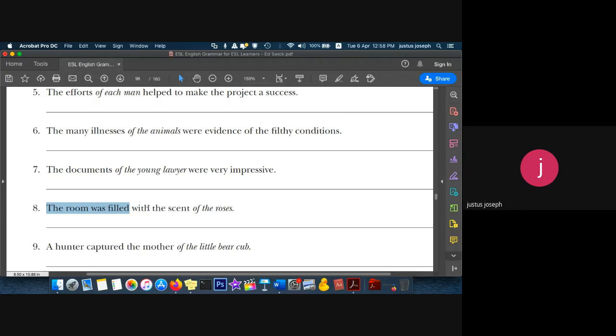Advait, listen carefully. The room was filled with. We have to start from there. The scent of the roses. We have to make this possessive. So who is the subject here? Roses. Roses. Put an apostrophe with the roses. After that, what will you put? Roses' what? Scent. Scent.